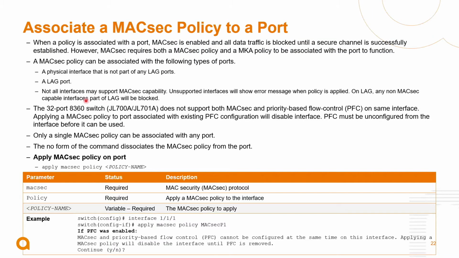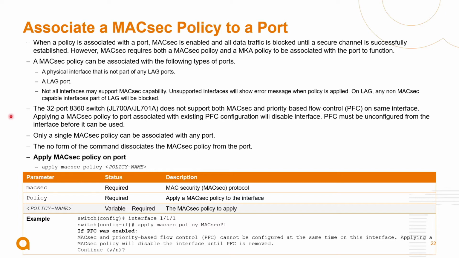Yeah, so once you have the MACsec and the MKA policies configured, the next step obviously would be to associate them to a port. This port could be a physical port that's not part of a lag and that supports MACsec, or it could be a logical interface as well, a lag. Once you associate a MACsec policy to a port, all the data traffic is blocked on that port until a MACsec channel is successfully established. And for MACsec to operate successfully on a port, you need to have both MACsec and MKA policies associated with it. If you miss one of them, you wouldn't see the MACsec channel being established on the link. So you want to keep an eye out on that.